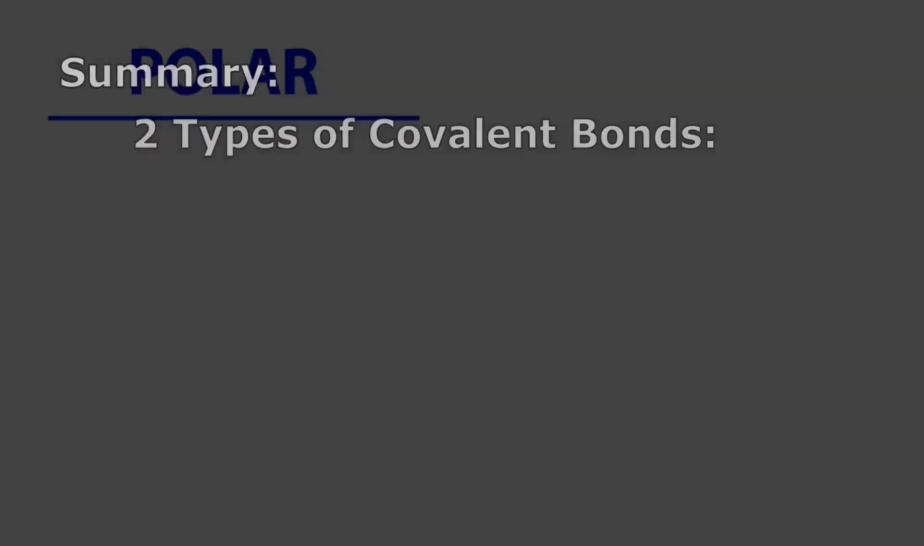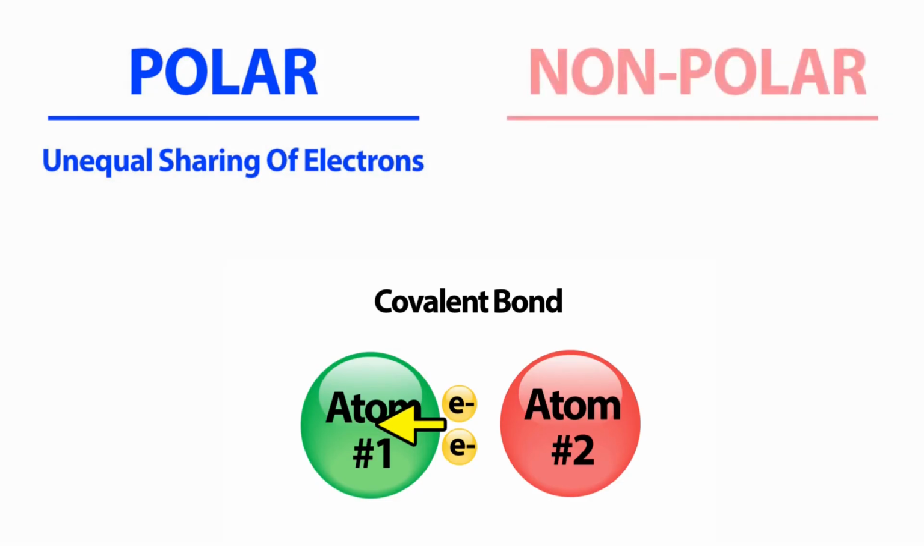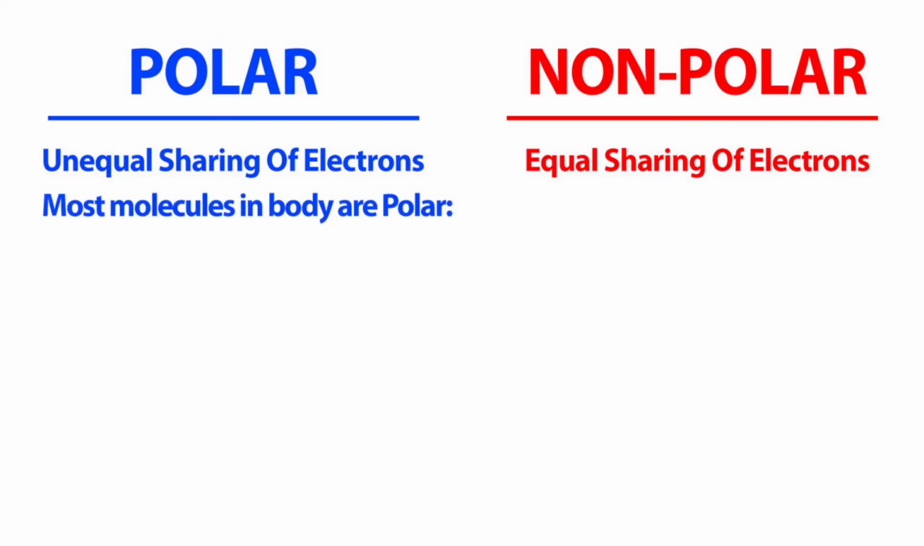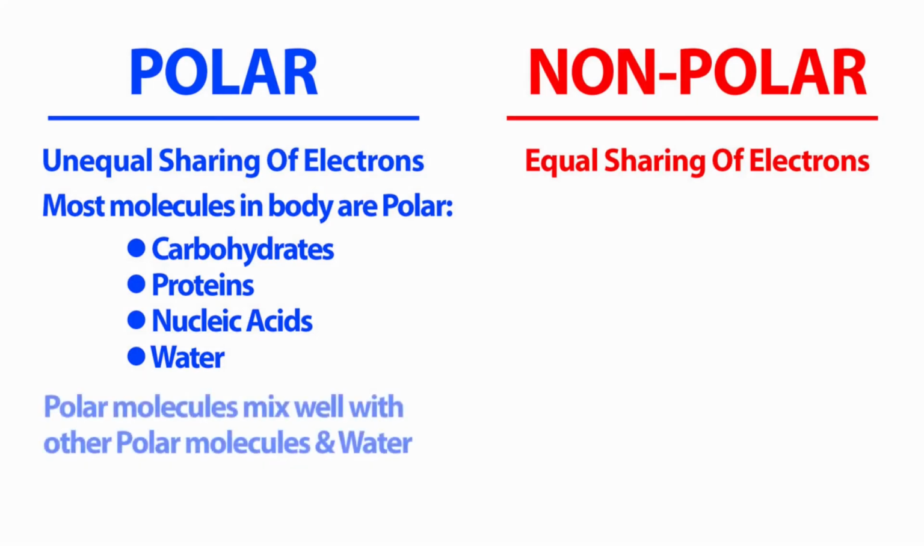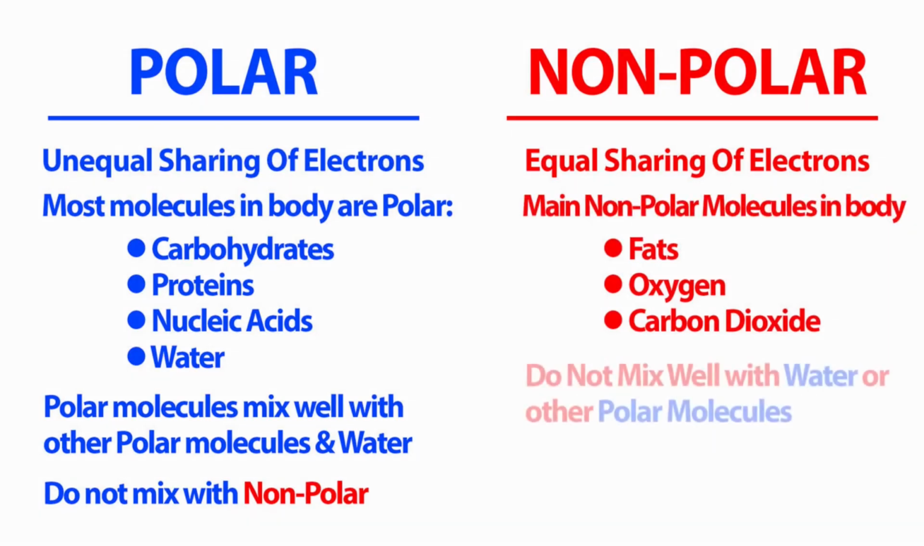In summary, there are two types of covalent bonds: polar covalent bonds, which are created by unequal sharing of electrons, and non-polar covalent bonds, created when there is an equal sharing of electrons. Most of the molecules in the body are polar. This includes carbohydrates, proteins, nucleic acids, and water. Polar molecules mix well with other polar molecules and with water, but do not mix well with nonpolar molecules. Fats, oxygen, and carbon dioxide are some of the main nonpolar molecules in the body. Nonpolar molecules do not mix well with water and so need special treatment in the body.